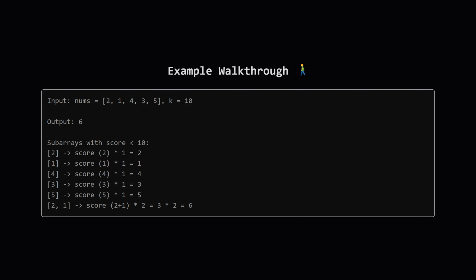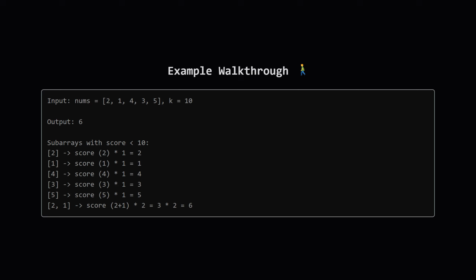Simple enough, right? Let's walk through the first example. Our list is 2, 1, 4, 3, 5, and k is 10. We need subarrays whose score, sum times length, is less than 10. Okay, look at the single numbers first. The subarray just containing 2: sum is 2, length is 1. Score is 2 times 1, which is 2. Less than 10. Cool, that's 1. The subarray with just 1: score is 1 times 1, which is 1. Less than 10. Got another. Same for 4, 3, and 5 by themselves. Their scores are 4, 3, and 5, all less than 10. So that's 5 subarrays already.